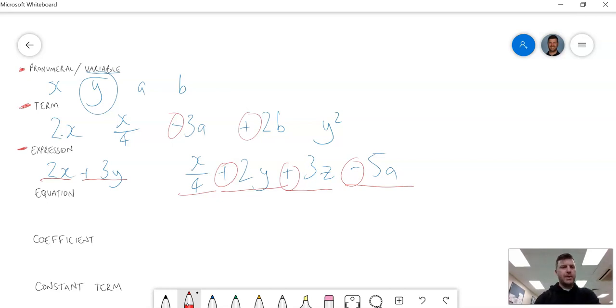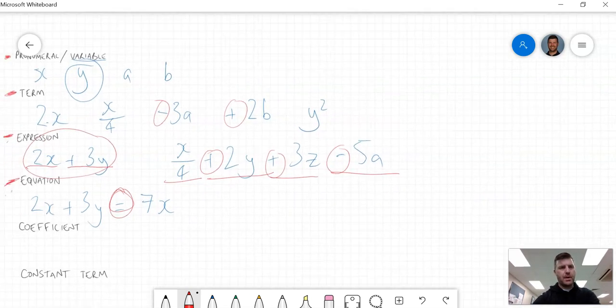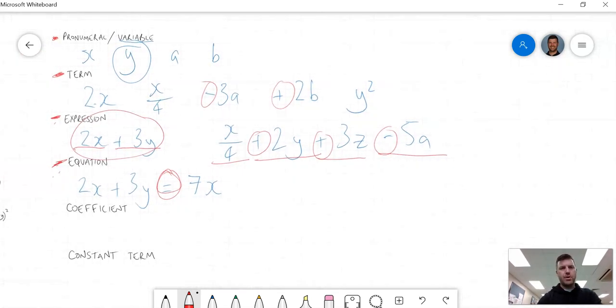Okay. Now the difference between an expression and an equation is that an expression doesn't contain an equal sign. You can see the example I've got here, 2x plus 3y. There's no equal sign. But if I wrote 2x plus 3y and had an equal sign and then had an expression on the right hand side, so let's say equals 7x, all of a sudden this is an equation now because it contains an equal sign. The main difference between an expression and an equation is that equations contain equal signs, expressions do not. Simple as that.